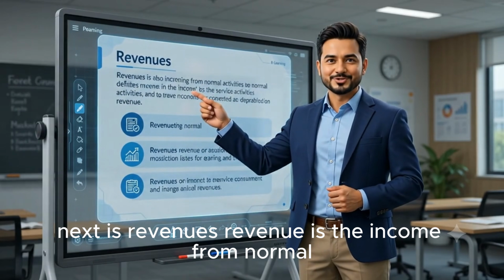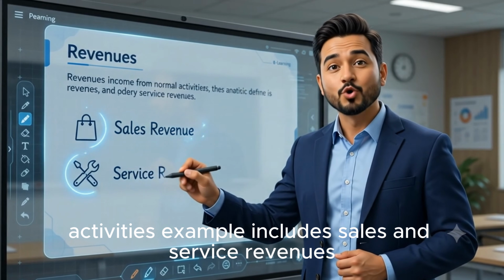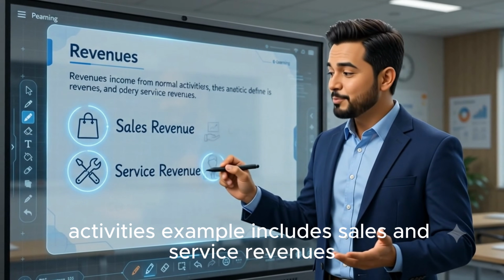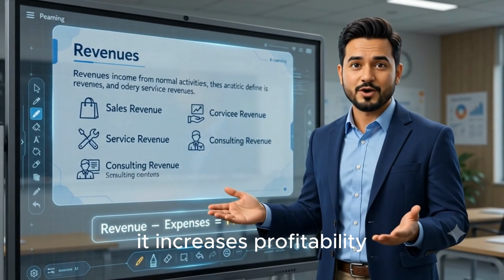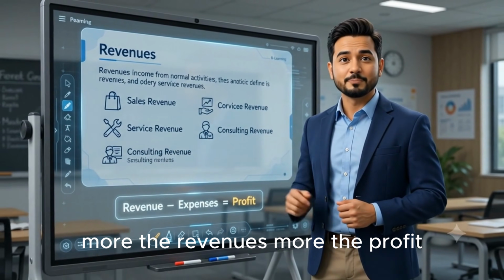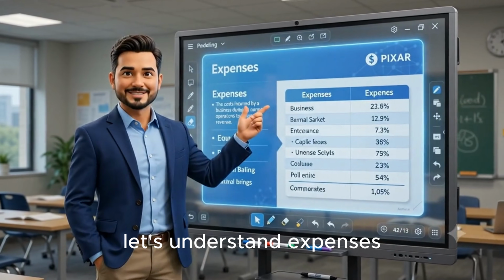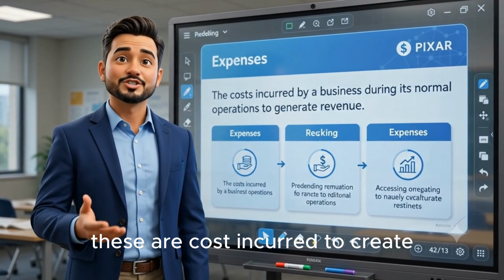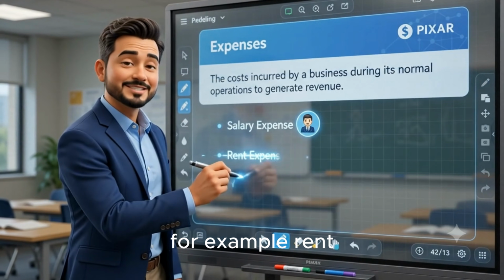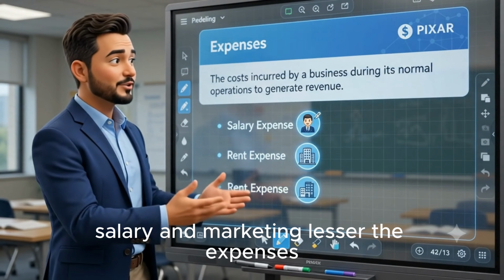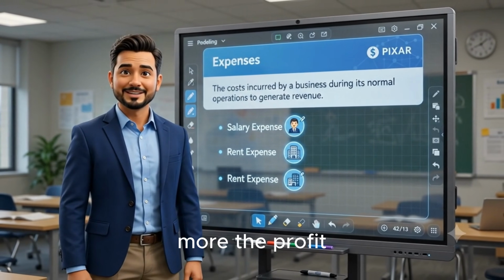Next is revenues. Revenue is the income from normal activities. Example includes sales and service revenues. It increases profitability. More the revenues, more the profit. Let's understand expenses. These are costs incurred to create, operate, and generate revenues. For example, rent, salary, and marketing. Lesser the expenses, more the profit.